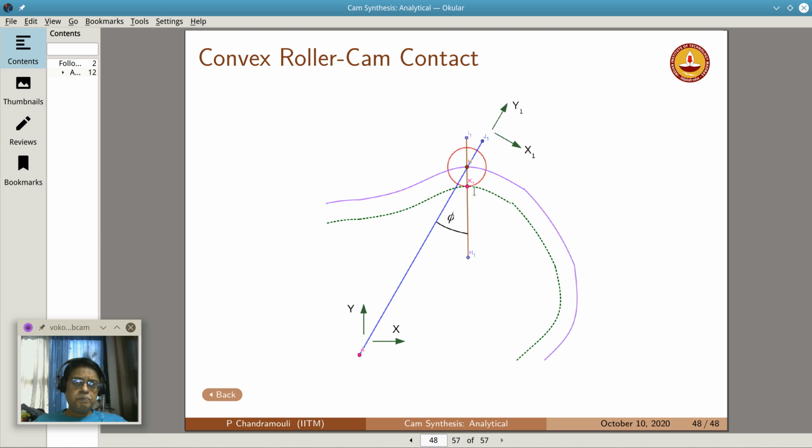So we would like to know what is the maximum pressure angle. See, we looked at what we call the transmission angle in kinematic synthesis, the angle between the coupler and the output link, and we said that it should remain as large as possible, as near 90 degrees as possible.